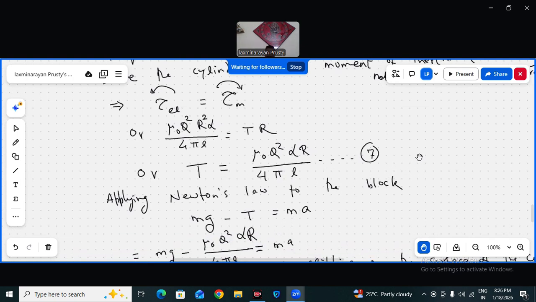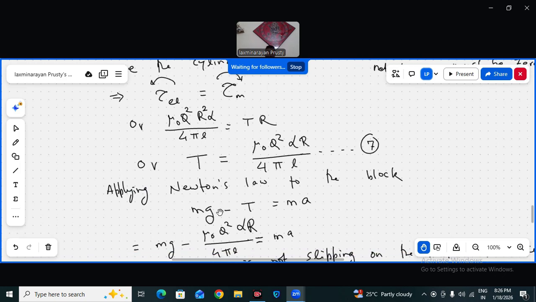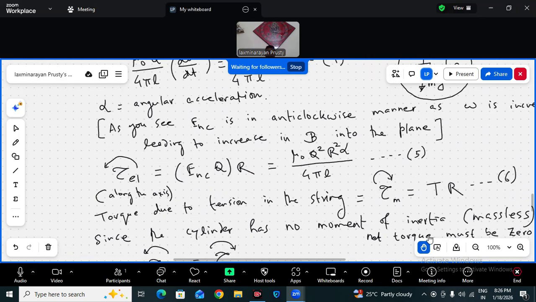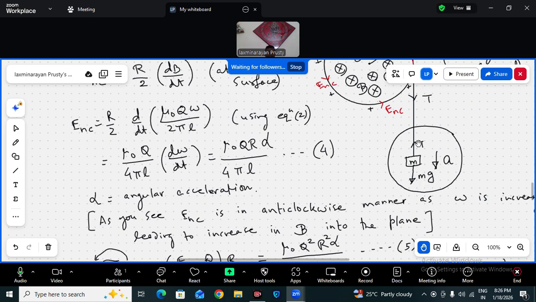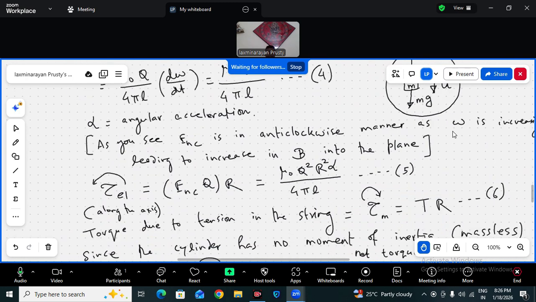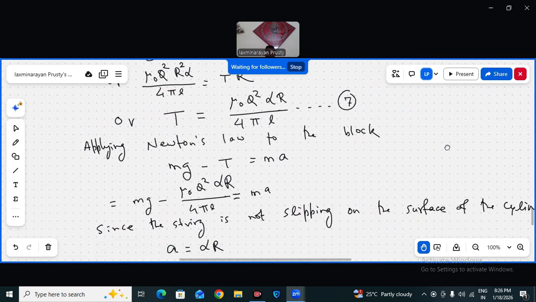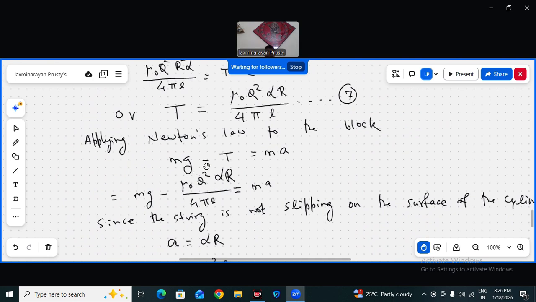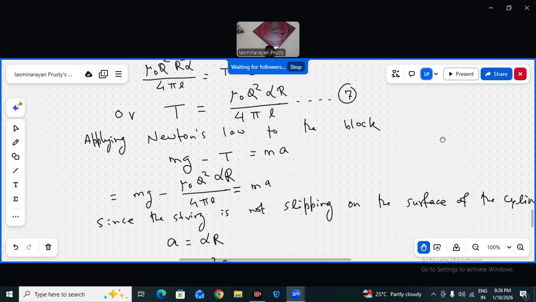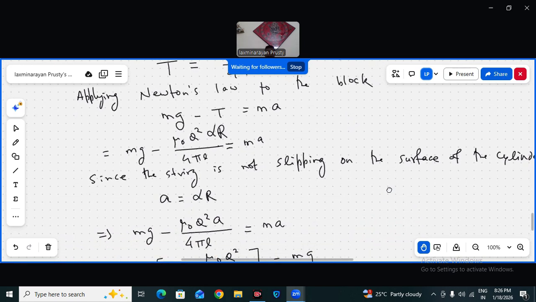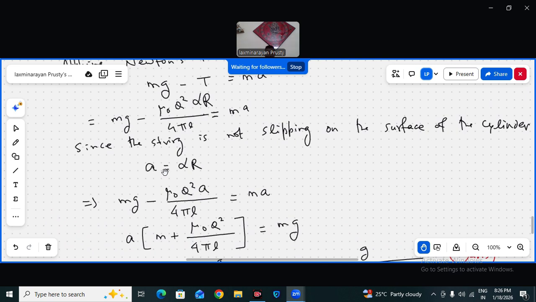Now come to the hanging block. mg minus T is mass into acceleration. That's it, Newton's law. So mg minus T is ma. T I have already found out in equation 7. So bring it to one side with a. Alpha R must be a because there is no slipping between the string and the surface of the cylinder. So a must be alpha R.